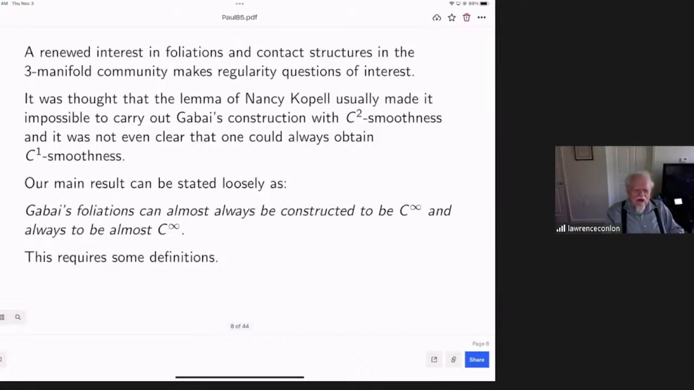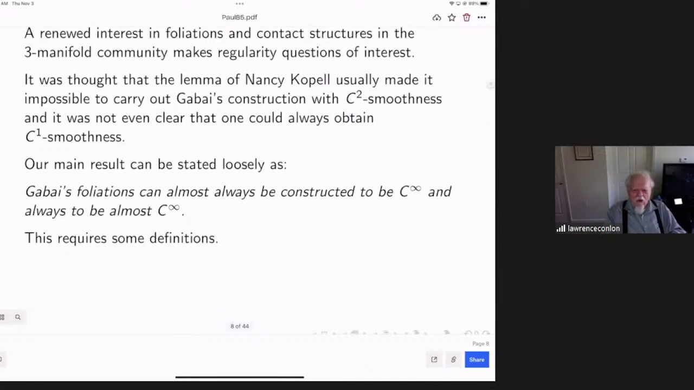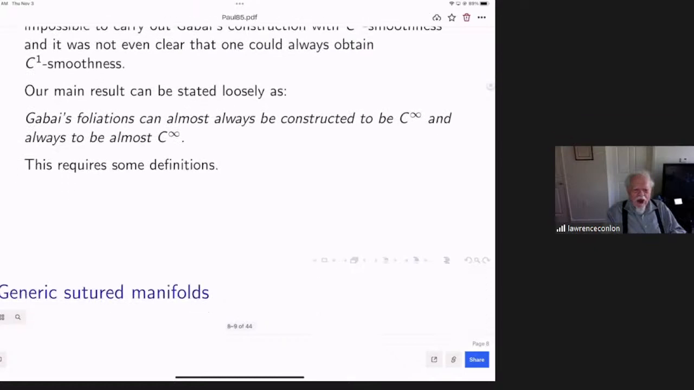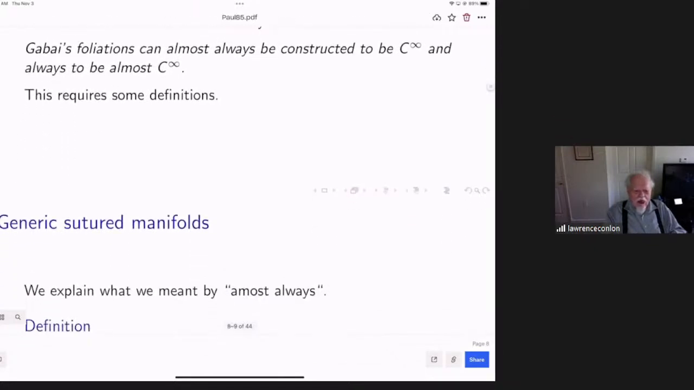Now, our main results can be stated very loosely as Gabai's foliations can always be constructed to be C infinity, can almost always be constructed to be C infinity, and always constructed to be almost C infinity. So there are a few things I need to define for you: what I mean by almost always and what I mean by almost C infinity.